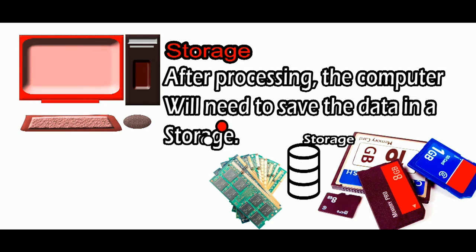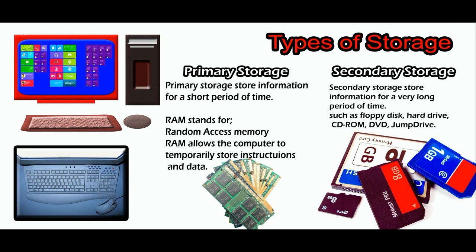The computer needs a place where it can store information for later usage. The place that is used to store information is called storage. Storage is a place where the computer stores information, instructions, and data. There are 2 types of storage, primary storage and secondary storage. Primary storage stores information for a short period of time. In primary storage, you have what they call memory or RAM. RAM stands for Random Access Memory. The RAM allows the computer to temporarily store instructions and data, which means that it can only keep information as long as the computer is on. If you turn the computer off, all instructions stored in that memory will be lost.